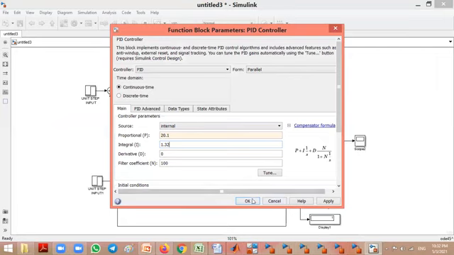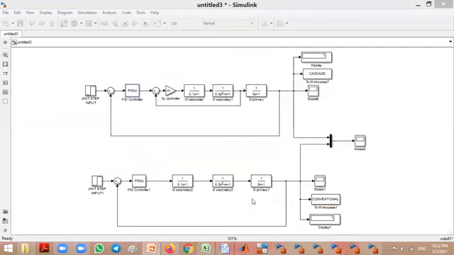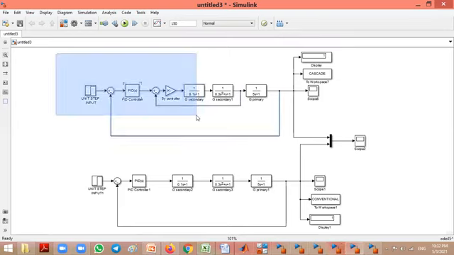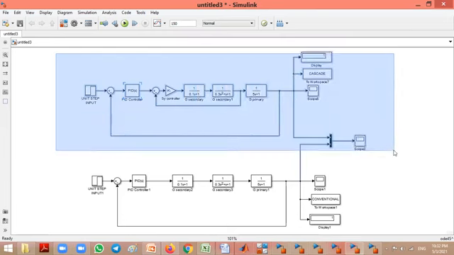Okay, no other thing you should change. You should not change anything. Now you go for primary tuning. The cascade control is designed. This is the cascade control scheme.